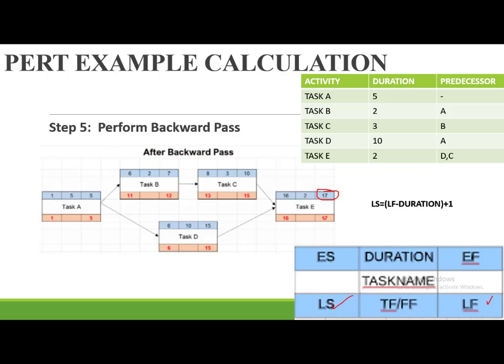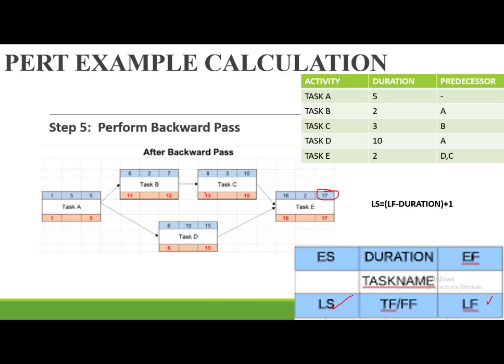Then for it to end on day 17, how do we populate the late start? We normally take the late finish, we subtract the duration, then we add a 1. So we are going to take 17, we minus 2, that is 15, we add a 1, becomes 16. So for this project to have a late start of 16th, it means that it had a late finish of 15th. So that means we have to populate 15th and 15th as the late finish for both task C and D. For task C, how do we get the late start? So we're going to take 15th minus 3, that is 12, we add 1, we get 13.